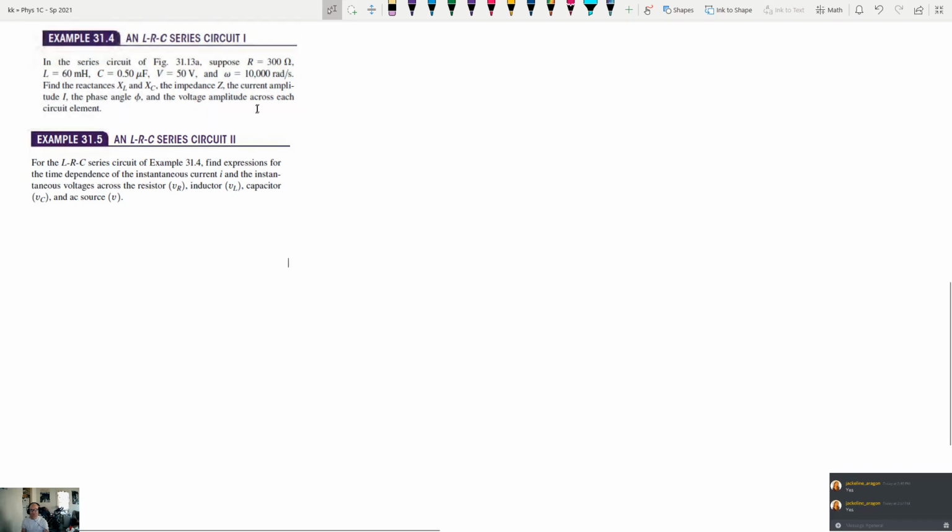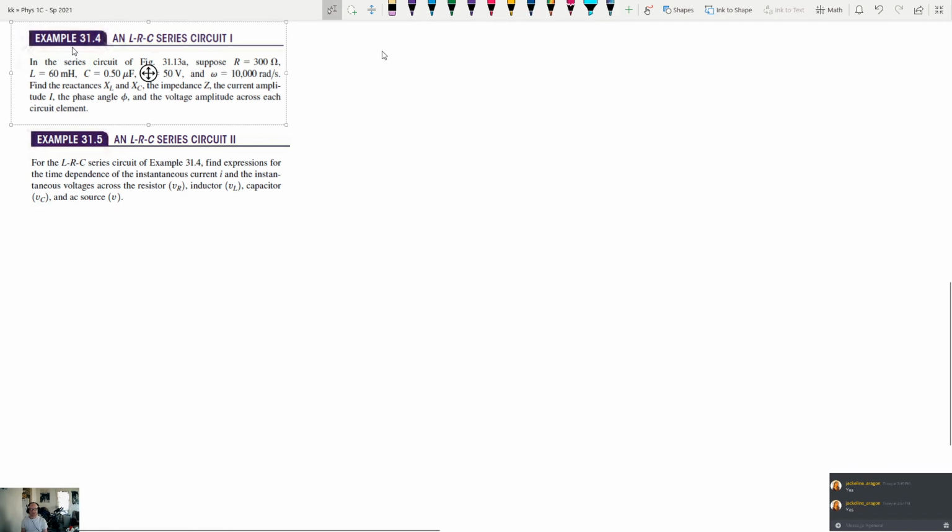Yeah, these problems, though, they're really straightforward. It's almost entirely just algebra that you're using to solve these. Okay, so it says, in the series circuit of figure whatever, suppose we have this resistor, this inductor, this capacitor, this voltage, this angular frequency. We want to find the reactances, the impedance, the current amplitude, the phase angle. We're just going to calculate a bunch of stuff, basically, right?